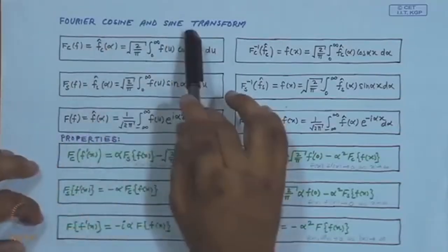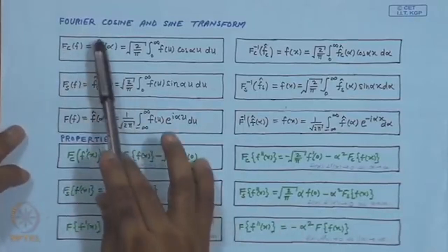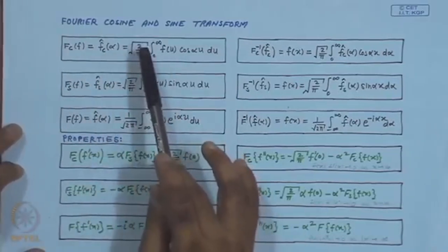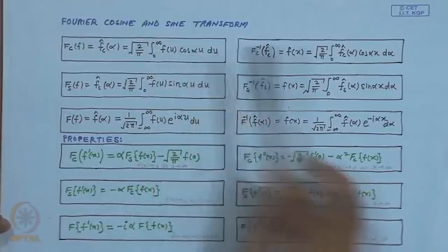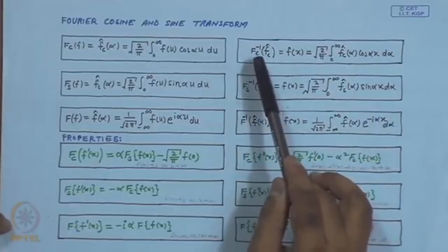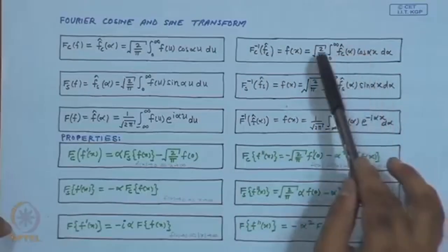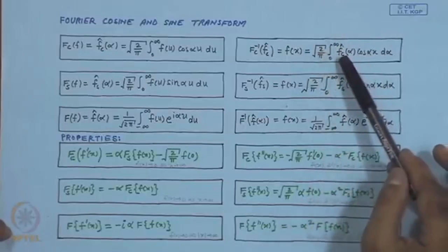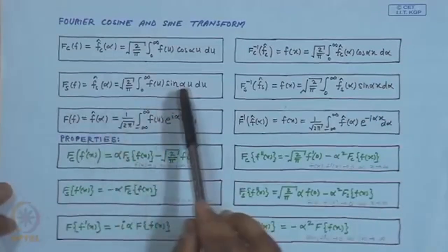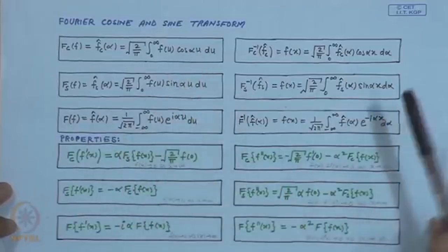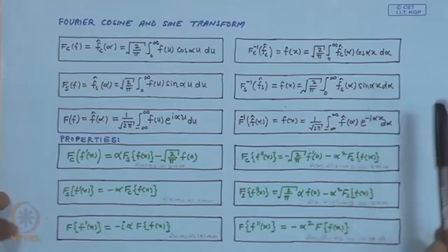So, we have here the Fourier cosine and sine transform. The Fourier cosine transform is denoted by f_c hat of alpha, and the definition is square root of 2 over pi times the integral from 0 to infinity of f(u) cos(alpha u) du. Its inverse, the Fourier cosine inverse of f_c hat, will be f(x), given by square root of 2 over pi times the integral from 0 to infinity of f_c hat(alpha) cos(alpha x) d alpha. Similarly, for the sine transform, instead of cos(alpha u) we have sin(alpha u), and in place of cos(alpha x) we have sin(alpha x) d alpha.